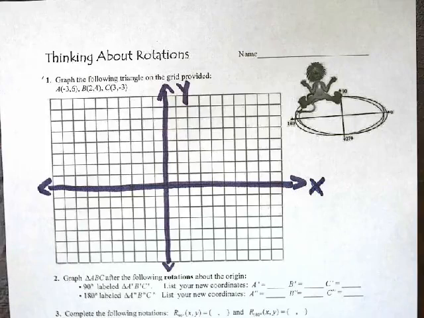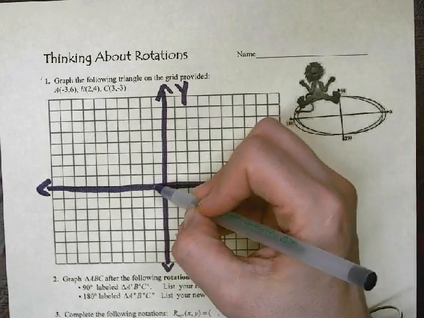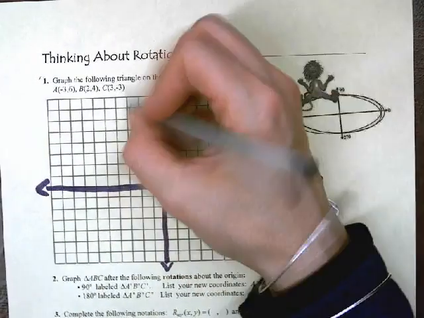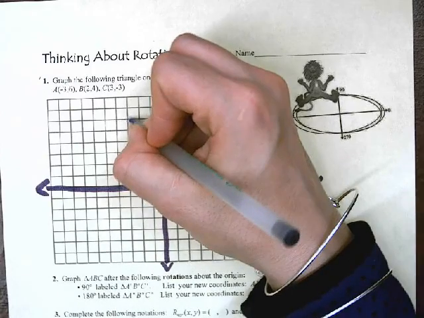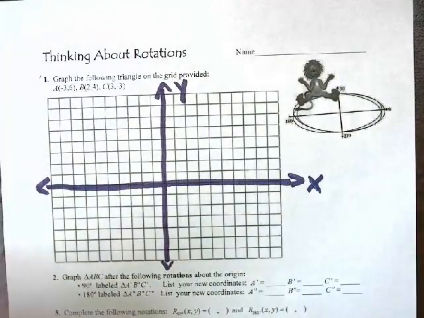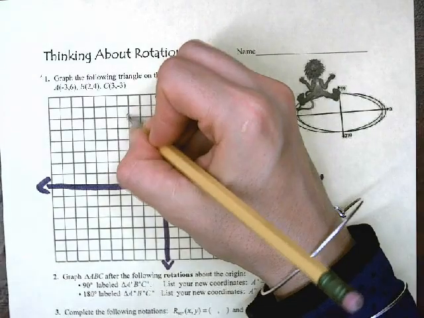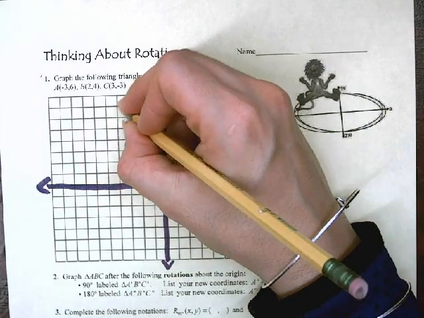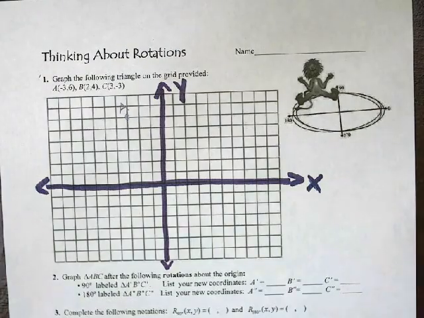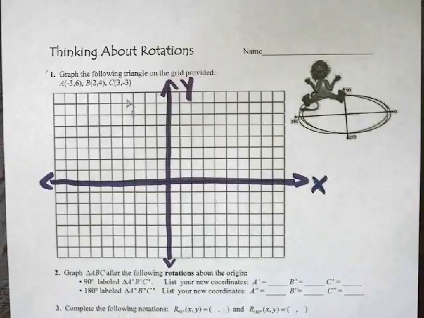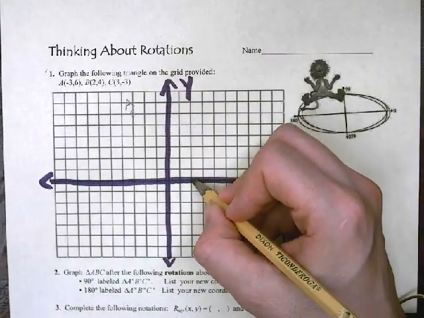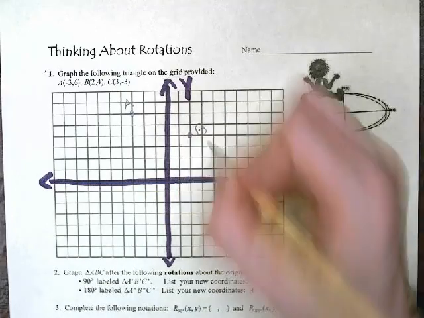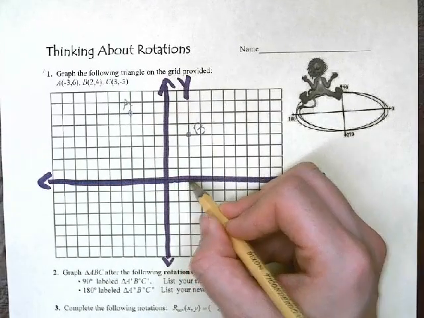They have told us that point A is -3 and then up to 6. So remember, when you're graphing these points, please make sure that you are labeling them with what letter they are. So this is point A. Then I'm going to graph 2, 4. So to the right 2, and then up 4. And C would be 3 and -3.